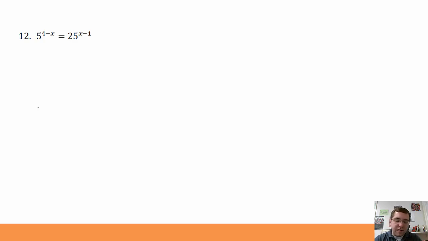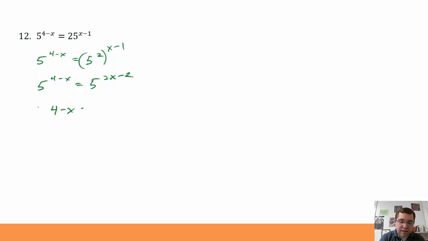5 to the 4 minus x power equals 25 to the x minus 1 power. Well, I can write 25 with the base of 5 as 5 squared. So that's 5 squared to the x minus 1 power. Okay, well, 5 squared to the x minus 1 means I multiply the powers. That's 5 to the 2x minus 2. I'm making sure that I distribute the 2 into that whole expression. Now I've got the same base on both sides, so I take the exponent expressions and set those equal to each other. 4 minus x equals 2x minus 2. And I just solve that regular ordinary linear equation for x.